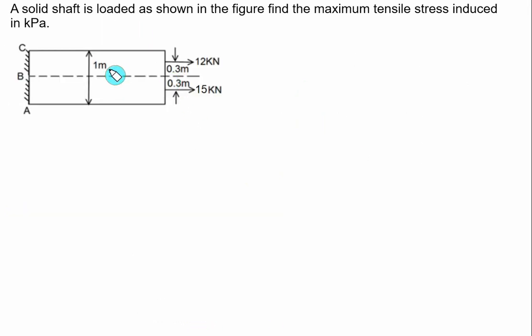A solid shaft is loaded as shown in the figure. We have given here two point loads. One force is 12 kilonewton, labeled as F1, which is acting at a distance equal to 0.3 from the centroid, which is located at point B. And the second force is F2, which is equal to 15 kilonewton. Let's say this distance is D1 and this distance is D2.